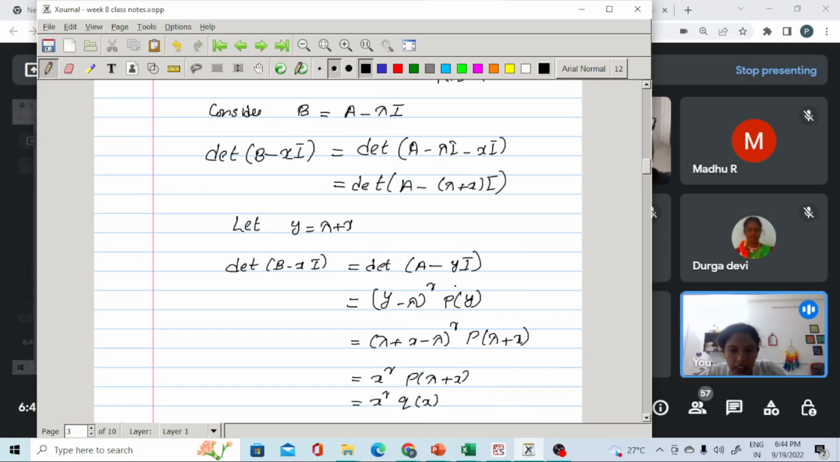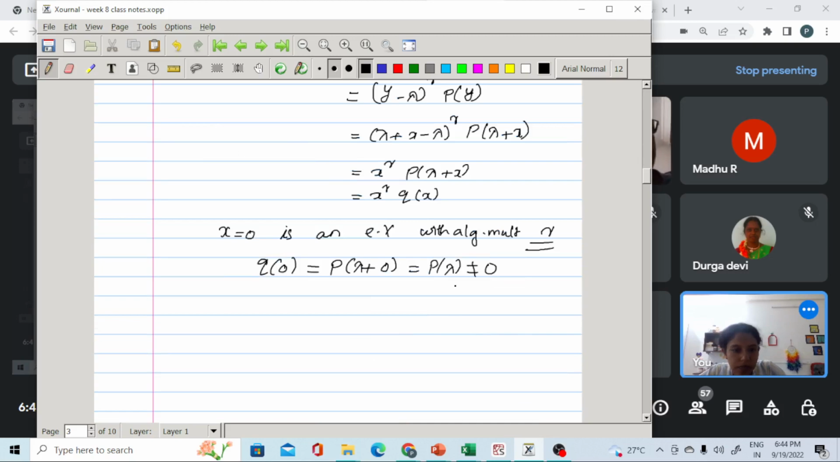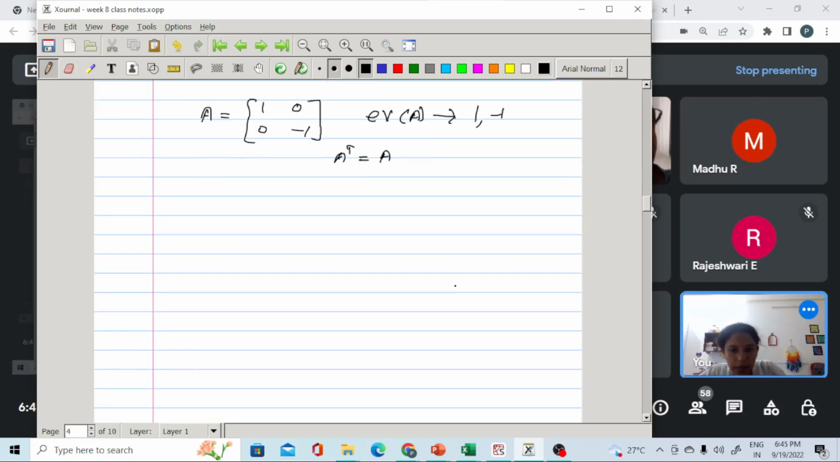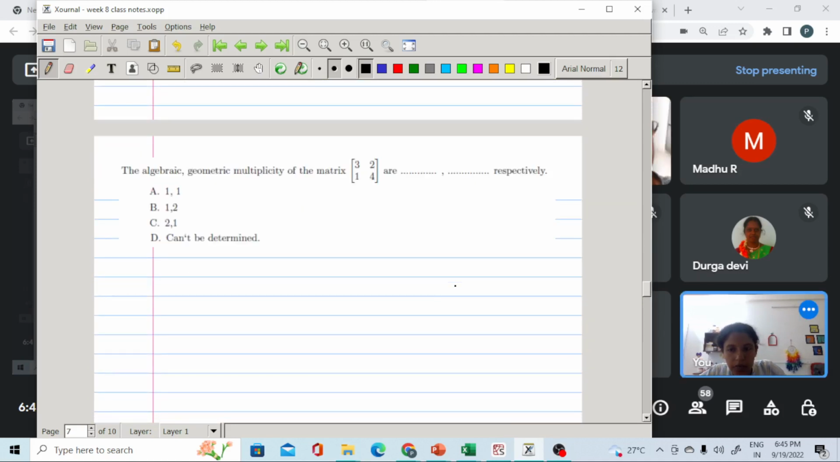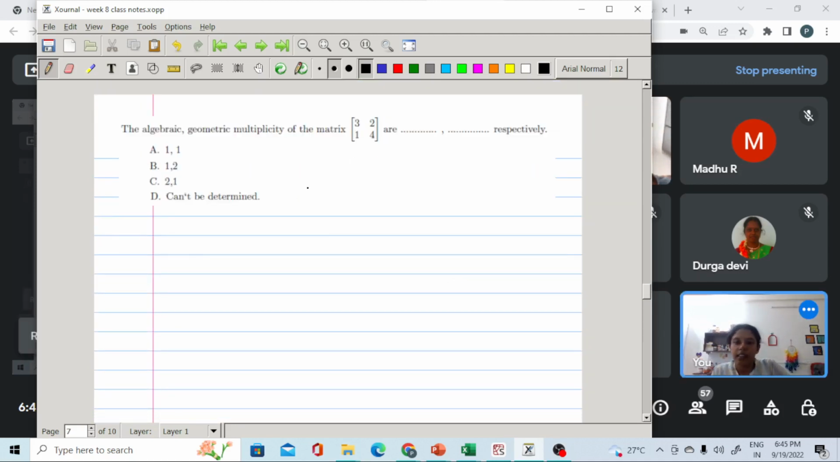Is that clear for everyone? Yes, ma'am. Okay. So let us go to the next problem. Here the question is to find the algebraic and geometric multiplicity of the given matrix.